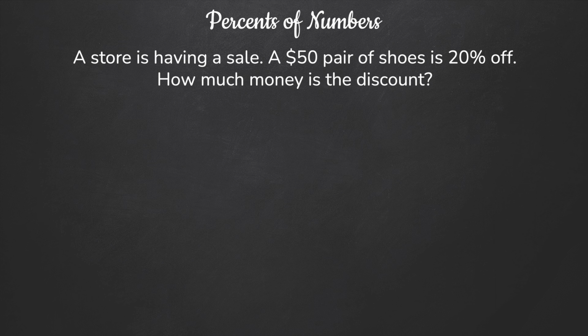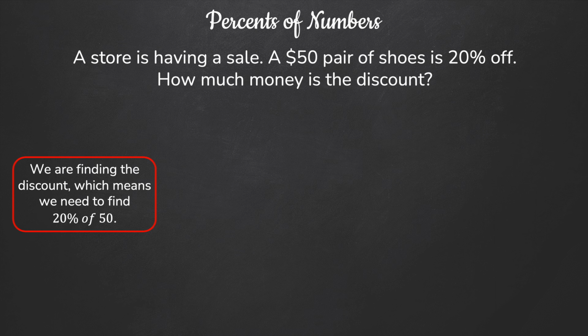And so let's go ahead and use an example to show you what I mean. A store is having a sale. A $50 pair of shoes is 20% off. How much money is the discount? To get us started, we are finding the discount, which means we need to find 20% of 50. So we're going to use our proportion here to help us solve for 20% of 50.